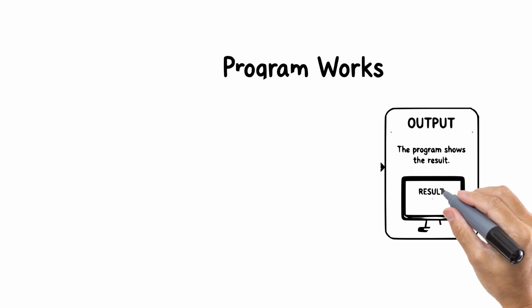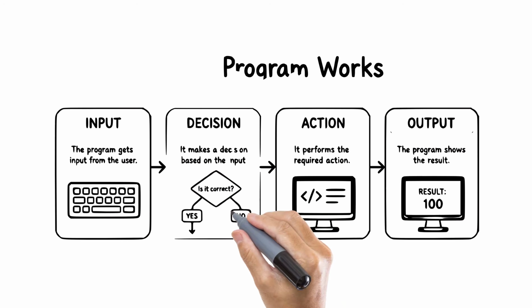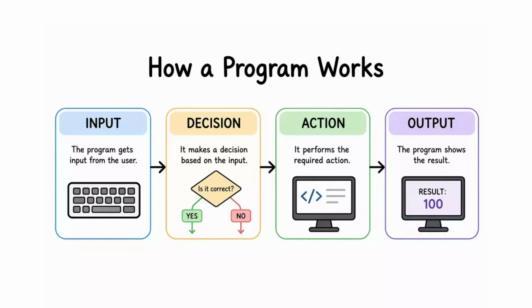A strong way to build a flowchart is to ask 4 things. What information comes in? What decision needs to be made? What action happens next? What result gets shown or produced? That simple pattern helps organize a lot of beginner logic.